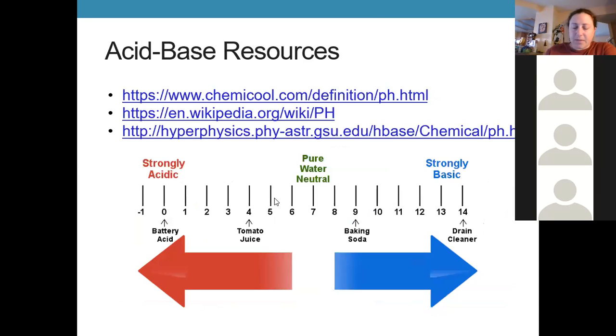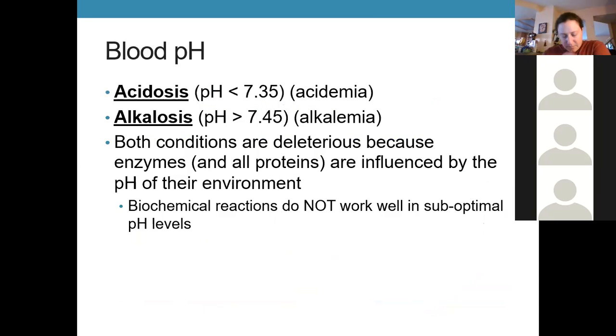Okay, where was I? Oh yeah, so bad things happen if you get out of this very narrow range. And we have terms for this. If your blood becomes too acidic, which means it becomes less than 7.35, we call this acidosis. You'll also see it called acidemia, but I'm sticking with acidosis. If your blood becomes too basic, so greater than 7.45, it's called alkalosis. And it is bad either way. Too much acid and too much base are both bad.